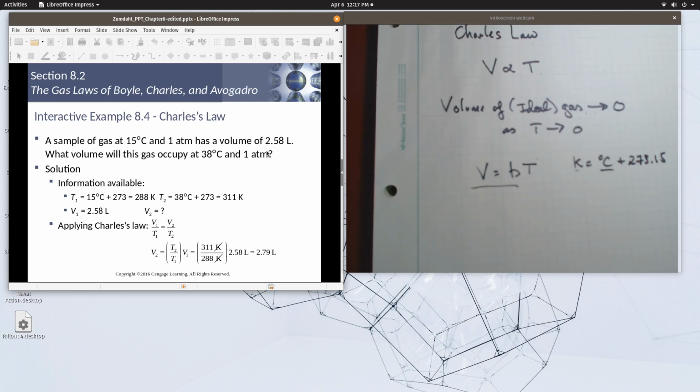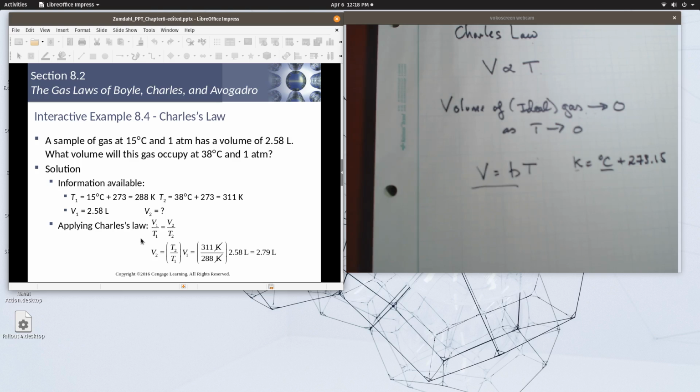So again, here's what I have. I have temperature 1, and I convert to Kelvin, 288 Kelvin. The final temperature, again converted to Kelvin, is 311 Kelvin. The initial volume is this. What is the final volume? Apply Charles's law.